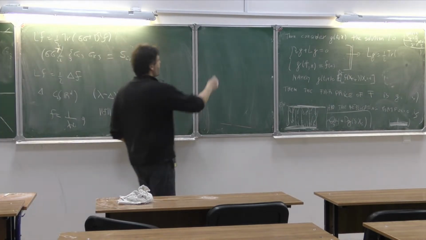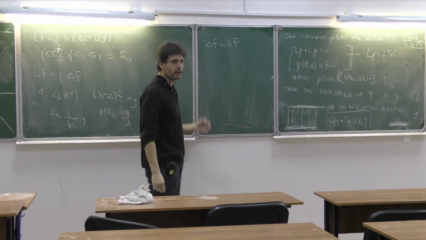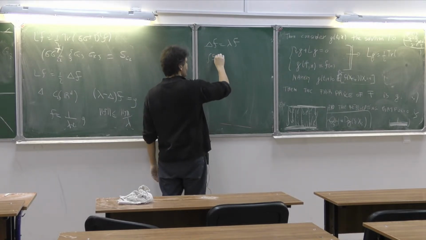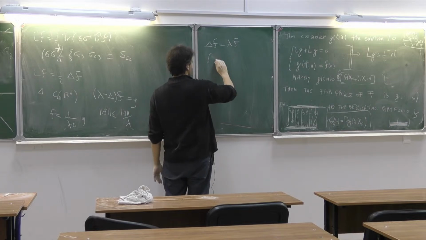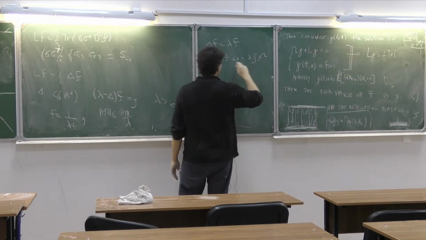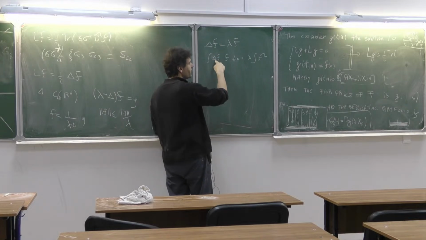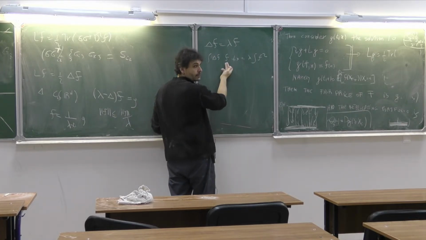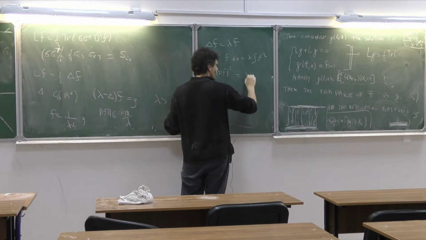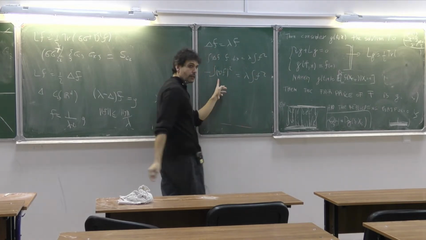It also means that all eigenvalues are negative. If you solve Laplacian of f equal to lambda f, suppose that f is in L2. You integrate Laplacian of f times f dx, which is lambda times the integral of f squared. If I integrate by parts, the Laplacian is divergence of gradient, so divergence gives me another gradient. It's minus the integral of the gradient of f squared, equal to lambda times the integral of f squared. So you see that lambda is negative. So all eigenvalues are negative.